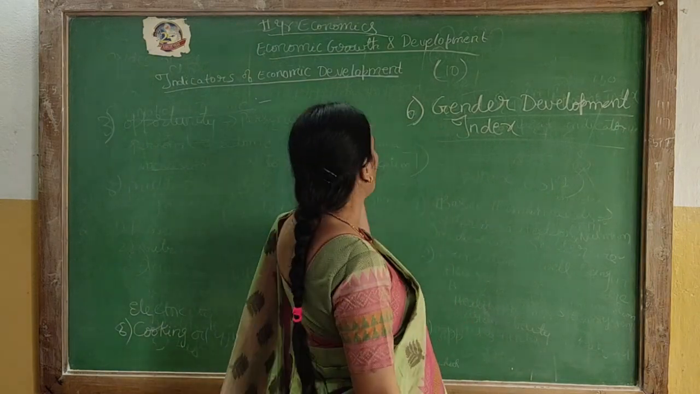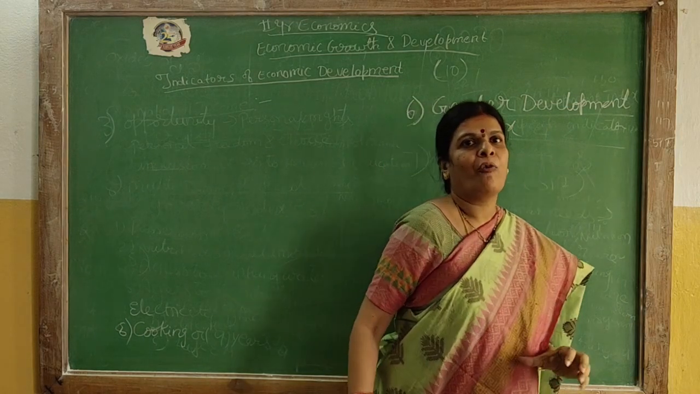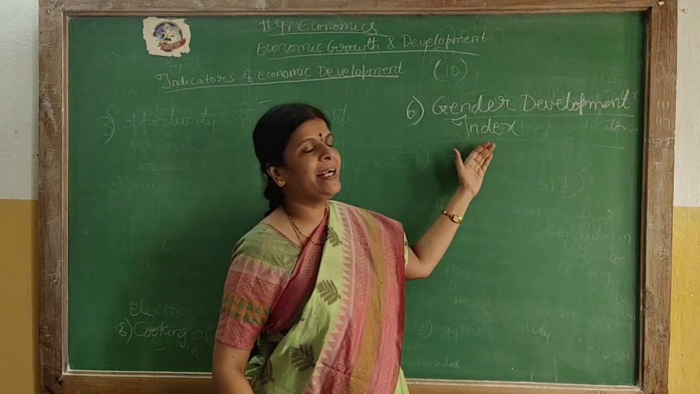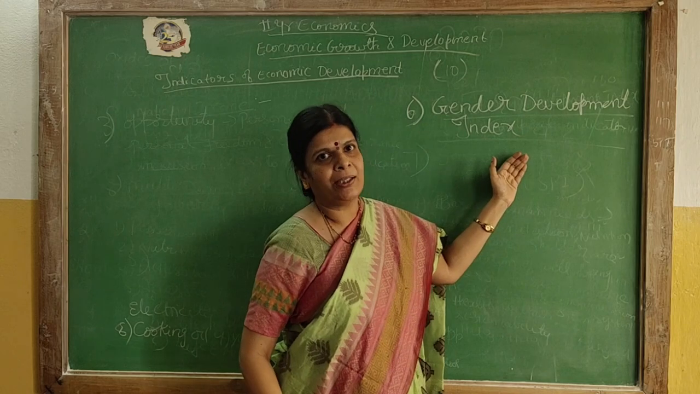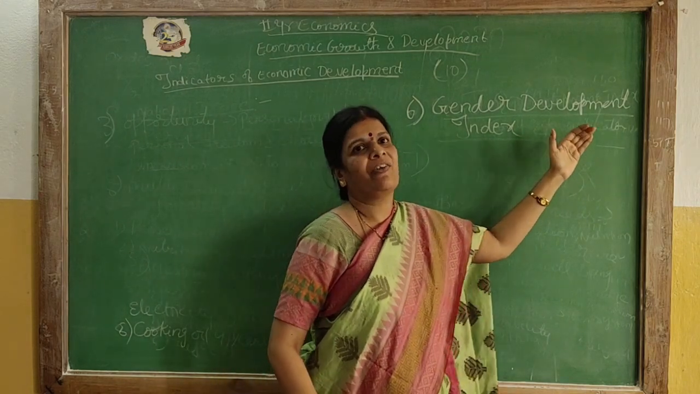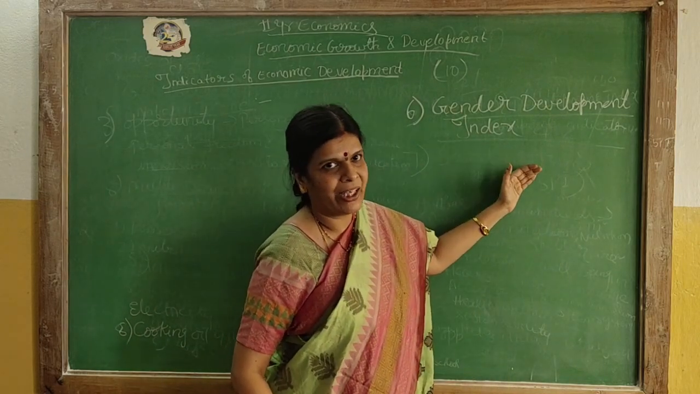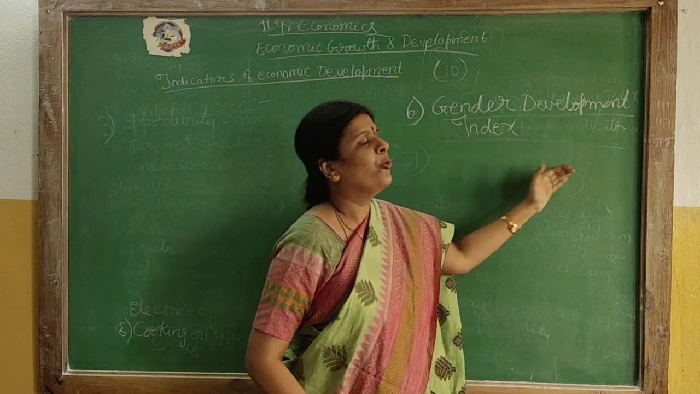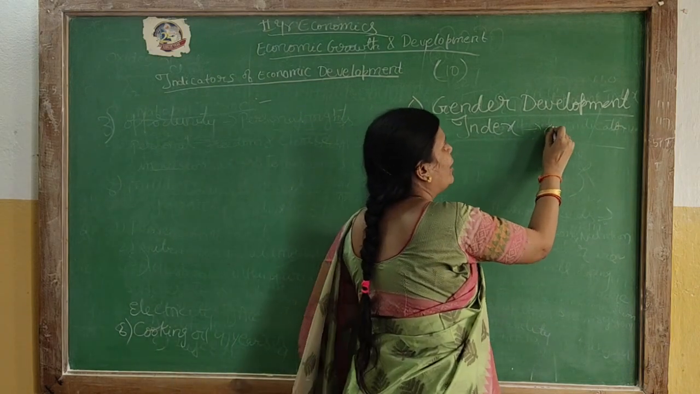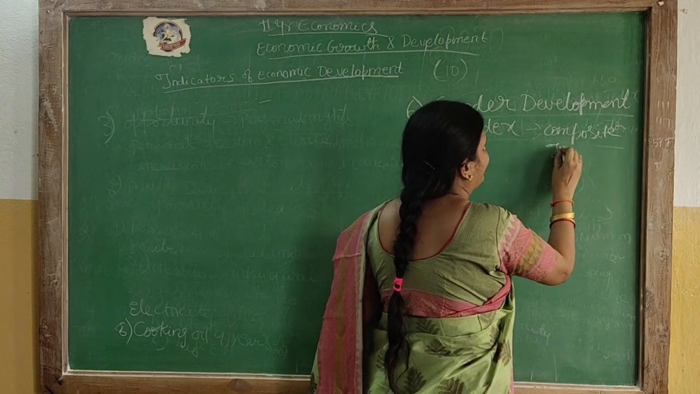Sixth point of economic development is gender development index. What is this gender development index? Both men and women should have equal rights. There should not be any inequalities between both men and women. That's why it is called a composite index.